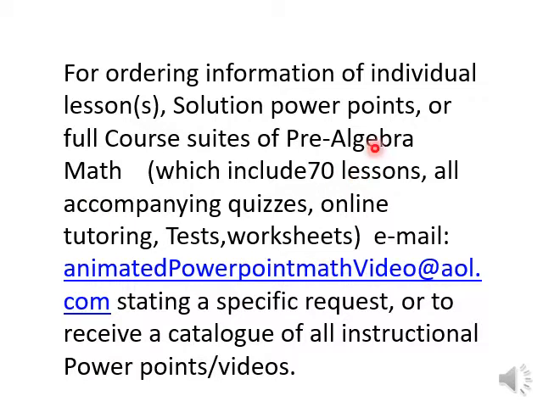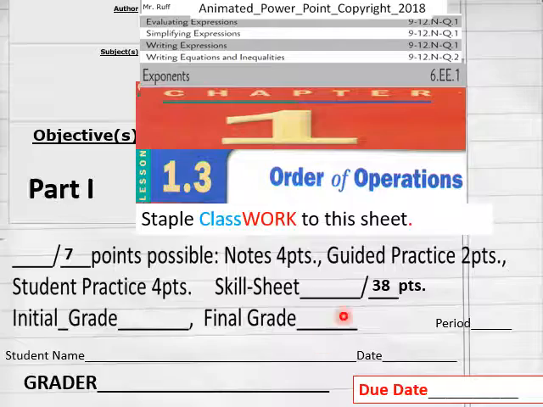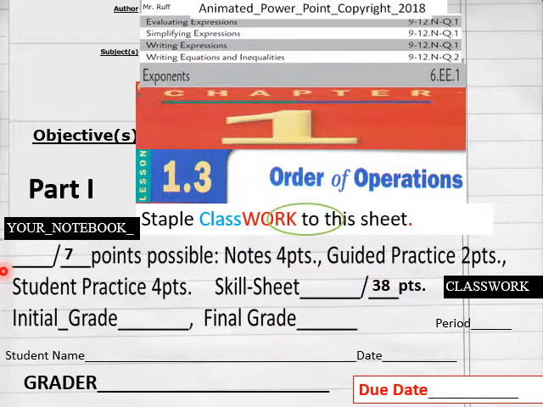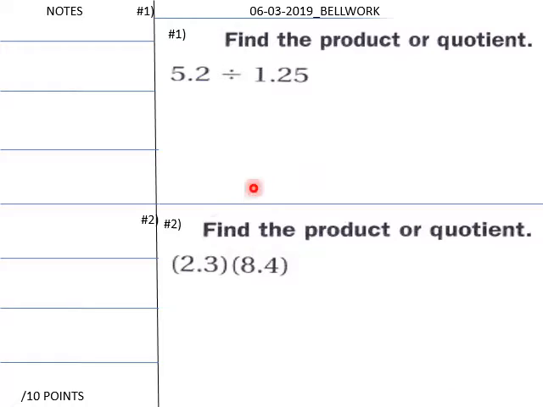Okay, everybody, we got lesson 1.3 of pre-algebra math here, part 1. It is the order of operations is the title of this section here. We got a 27-point skill sheet here, and we have 27 points worth of notebook taking as well. So be prepared for that. Here are your standards up here.